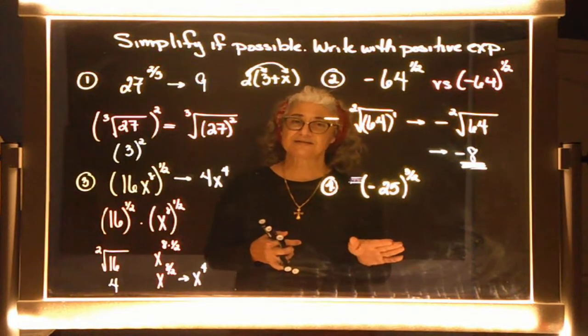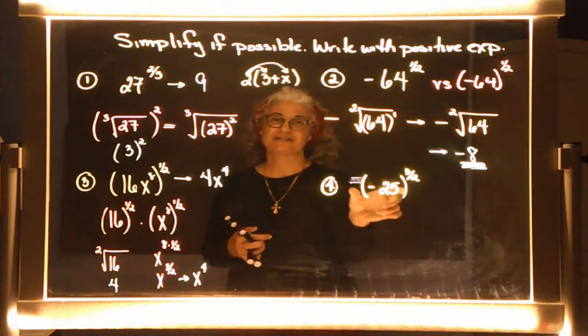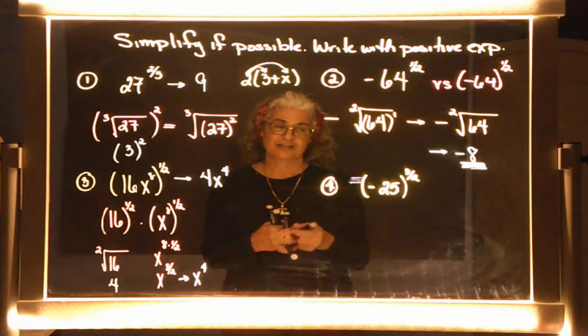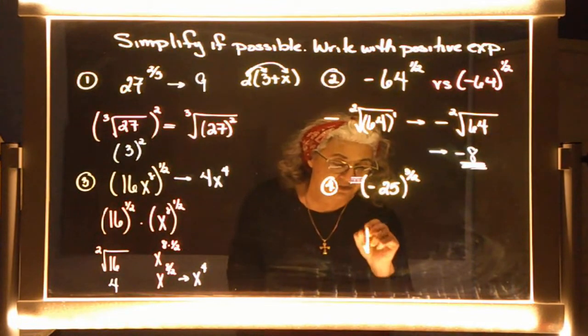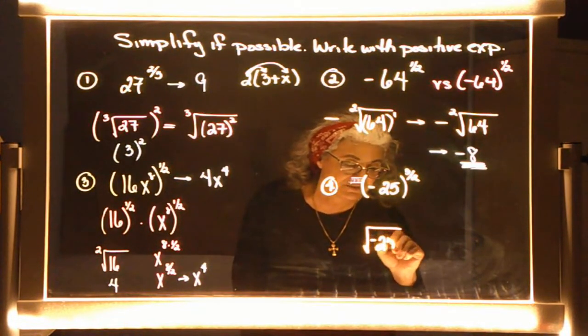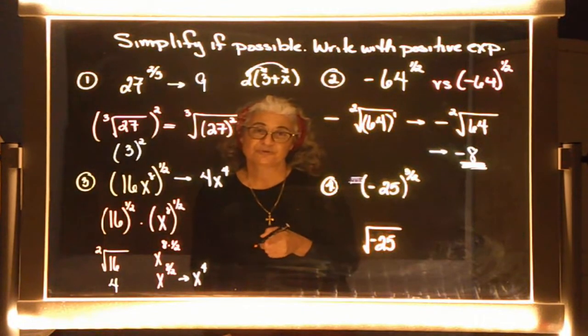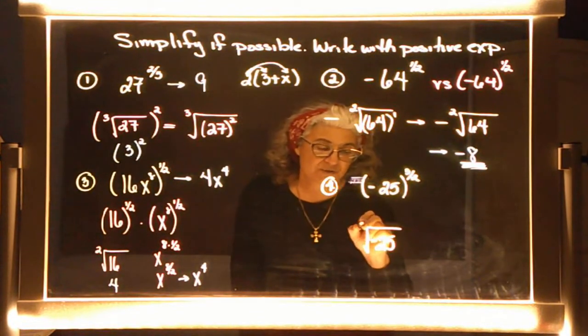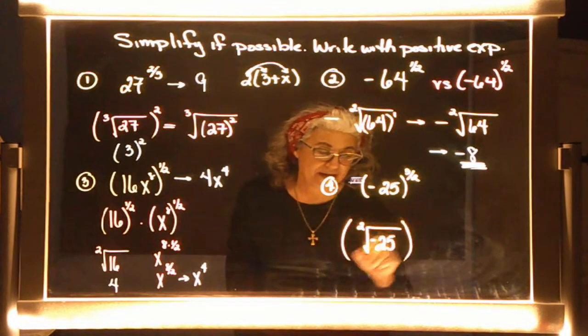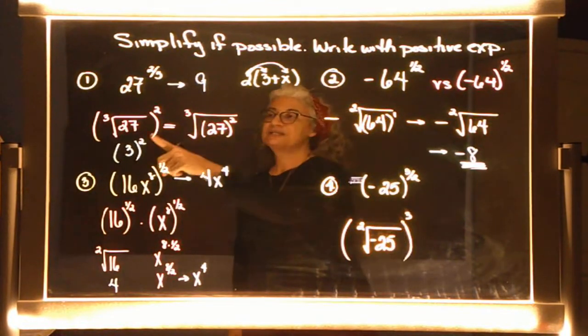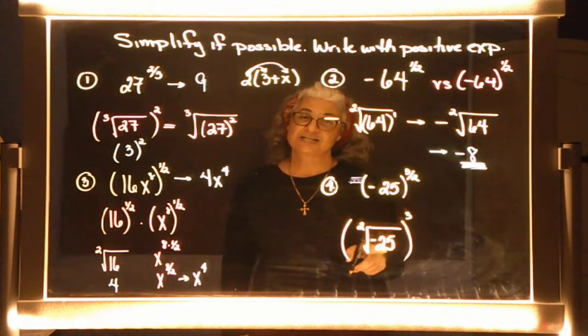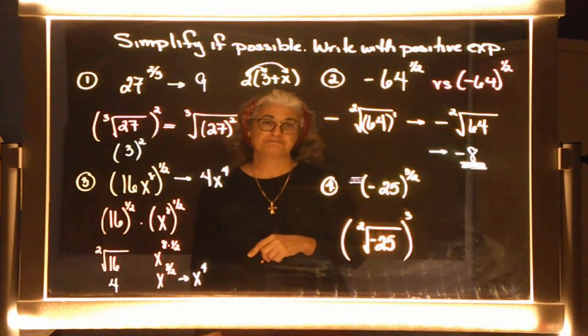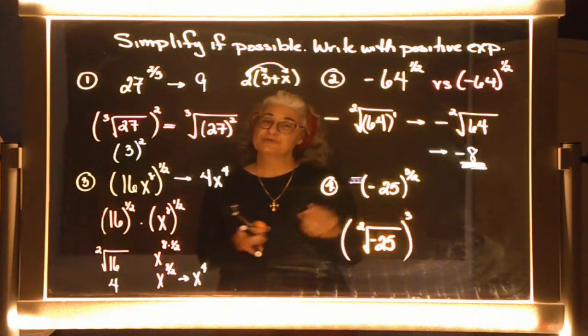What's my base? Yeah, -25 because it's in parentheses, correct? So under the radical will be a -25. What's your, yeah, the root is 2. It's a square root, isn't it? And the power of 3. And as we discussed up here, it's easier to take the root first and the power second. So now you got to take the square root of -25.